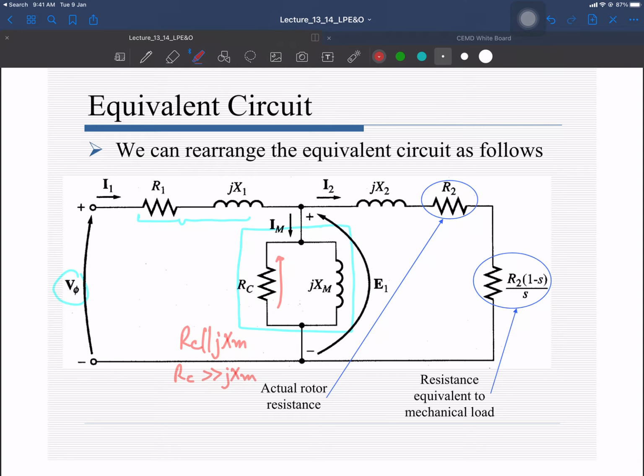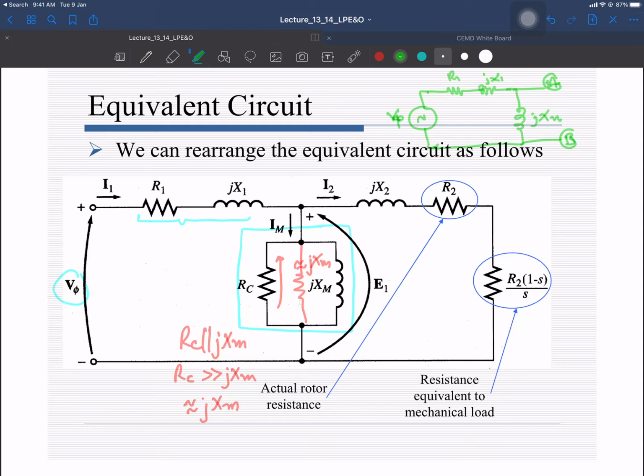So you know that when a high resistance is in parallel with a small resistance, its equivalent will be nearly the smaller resistance. So the equivalent of this one will be simply jXM. So the first approximation that we are going to make over here is that RC is quite large as compared to jXM, so we can ignore that one. Using this, I can say that the equivalent circuit will look like this: R1, jX1, and then we have only the jXM between point A and point B.